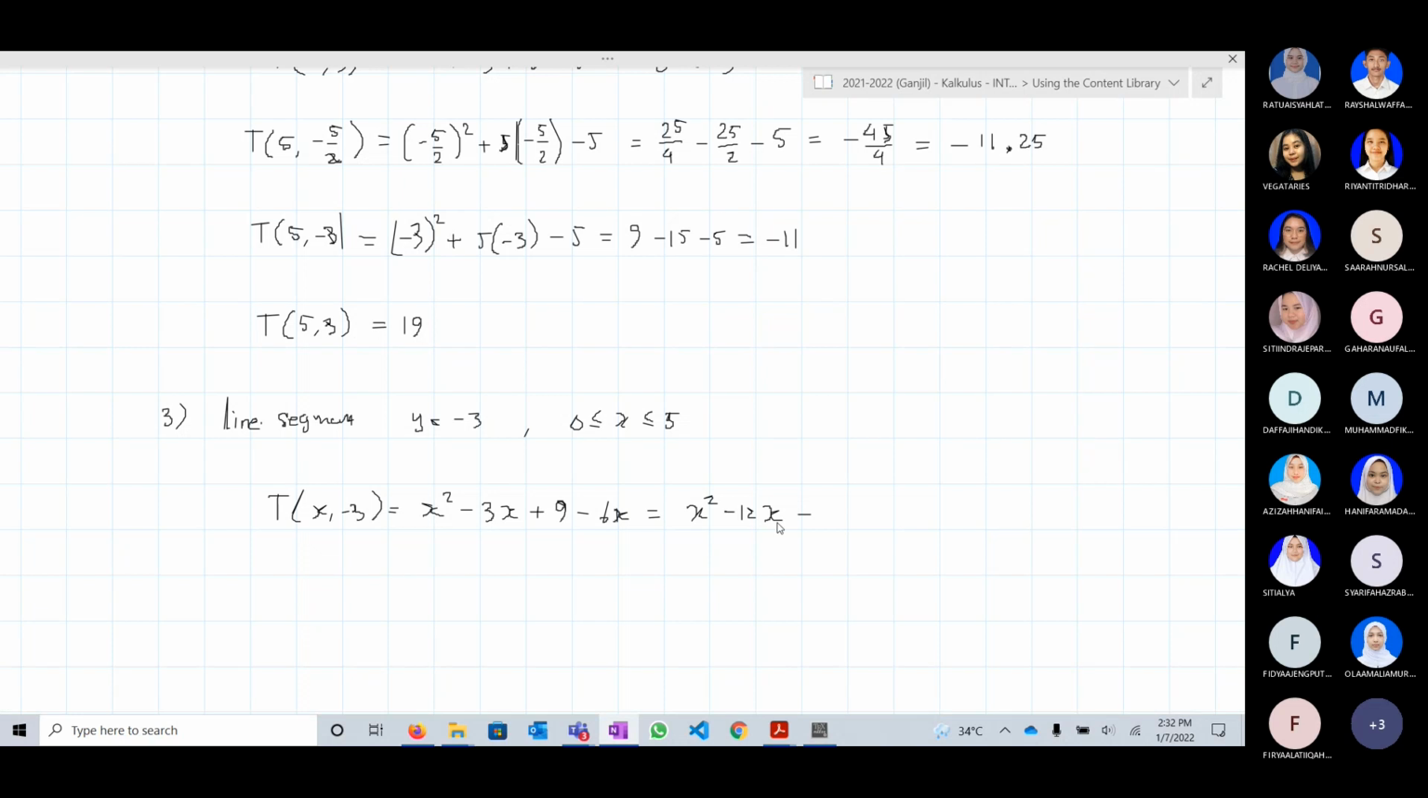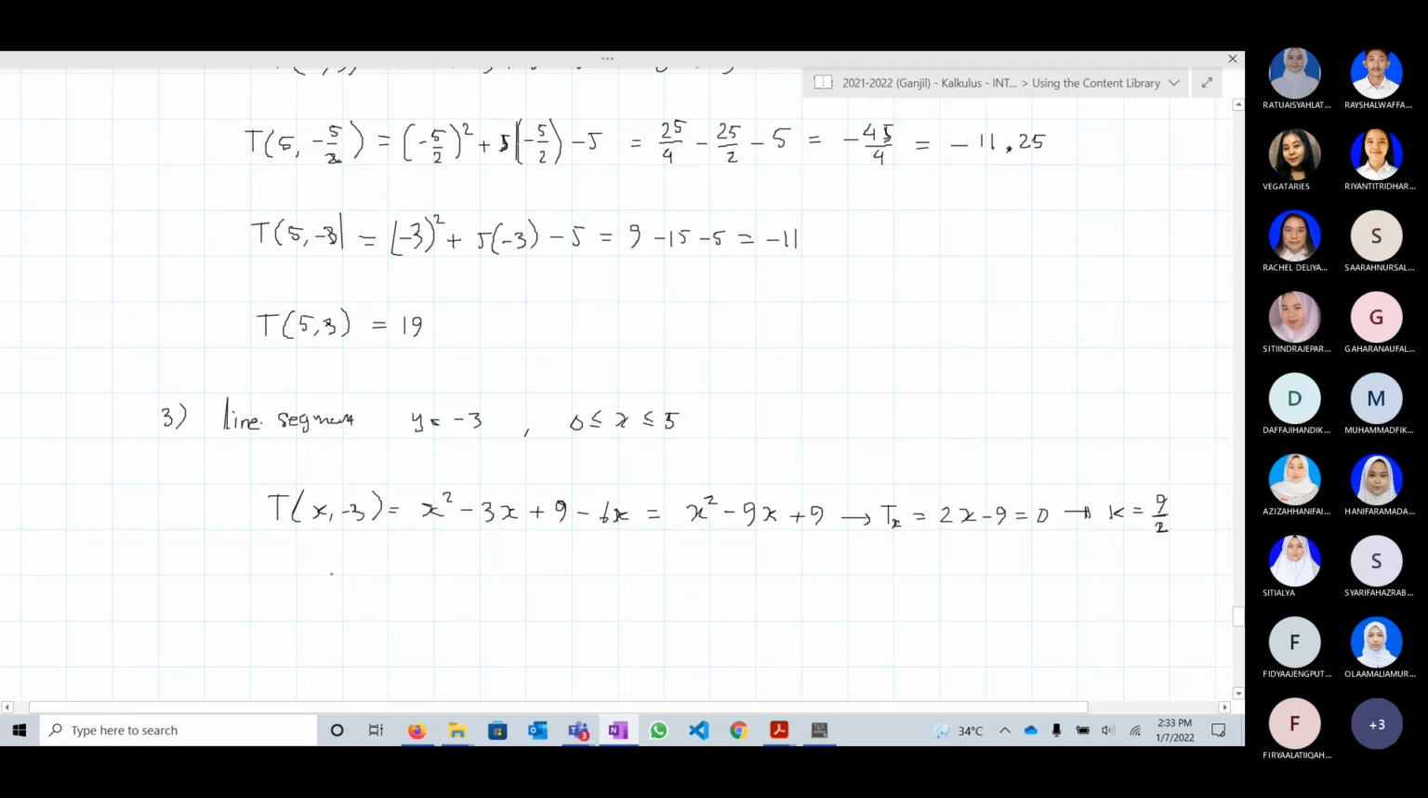not 12, sorry, minus 9x plus 9. Then in this case the derivative with respect to x on this line is 2x minus 9. If we want to make it equal to 0, then we have that x must be equal to 9 over 2.